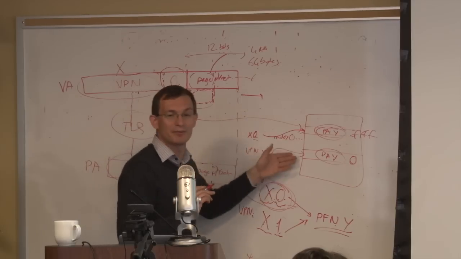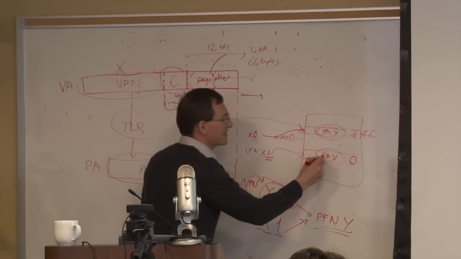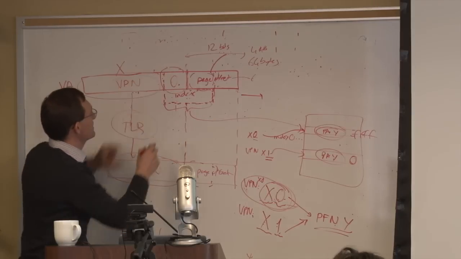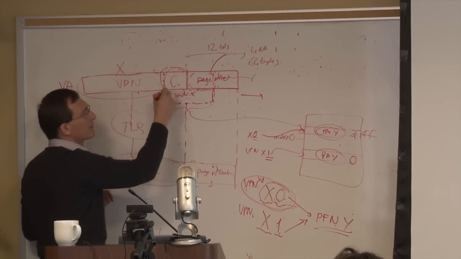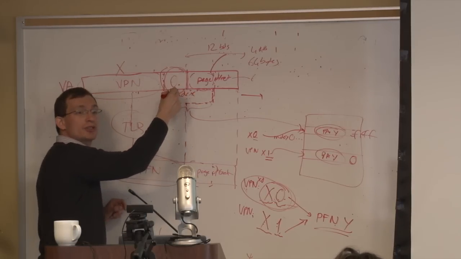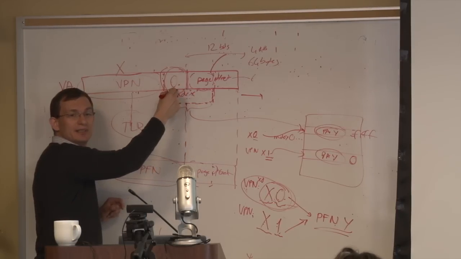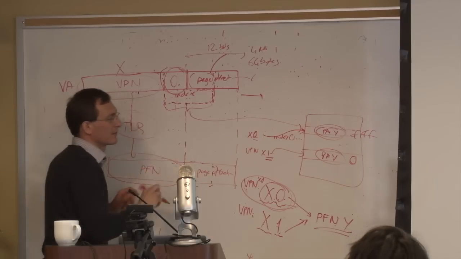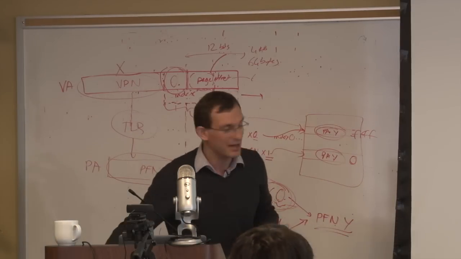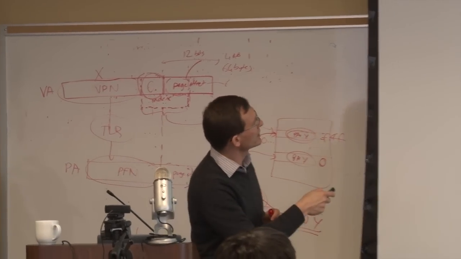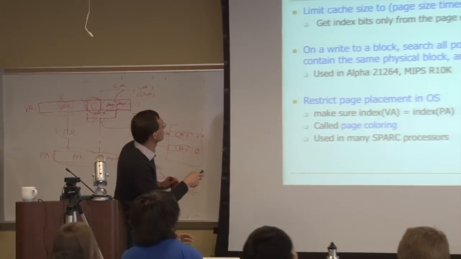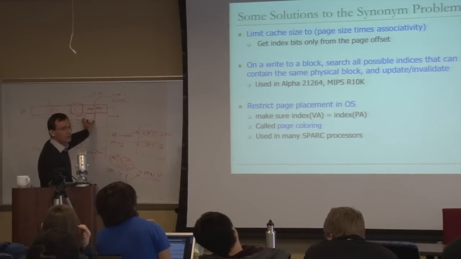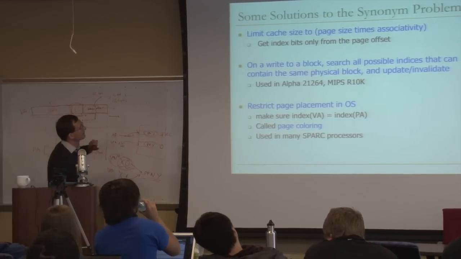You have a coherence problem, if you will, because the same physical address can be cached in multiple locations because your index bits are actually coming from the virtual address. Actually, it's coming from the virtual page number, because this page number can change during translation. Okay, so how do you solve this problem? Well, we already talked about this solution. This basically avoids the problem, if you will, by ensuring that the index bits do not come from this here.